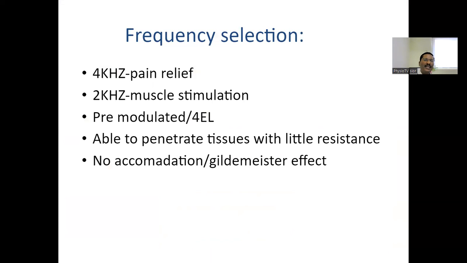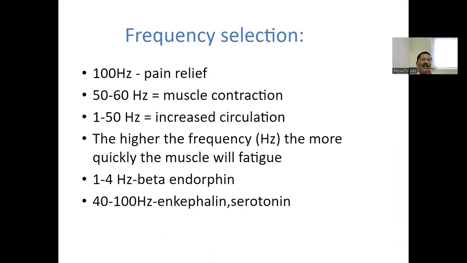Now coming to the frequency selection, we have 4,000 Hertz and 2,000 Hertz. 4,000 is mainly used for pain relief, and 2,000 or 2 kilohertz is used for the stimulation of muscles. Now coming to the beat frequency selections, broadly we have 100 Hertz for pain relief, 50 to 60 Hertz for muscle contraction, 1 to 50 Hertz for improved circulation, and 1 to 4 Hertz for beta endorphin, that is to produce the descending pain suppression system pain relief, and 40 to 100 Hertz for enkephalin and serotonin.